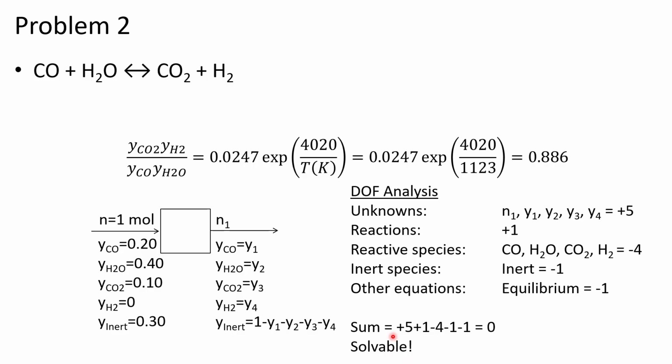If we sum these all up, the number of unknowns is plus 5. We add to it the number of independent reactions, plus 1. Then we subtract off the independent reactive species. We're going to assume they're all independent. We have no reason to suspect that they're in the same ratio throughout the process. We'll subtract off the number of inert species, and then we'll subtract off the number of other equations or equilibrium relationship. We get 0. So the problem is solvable.